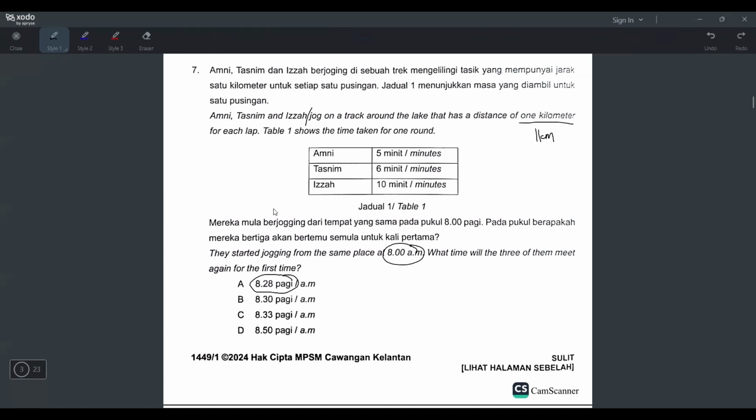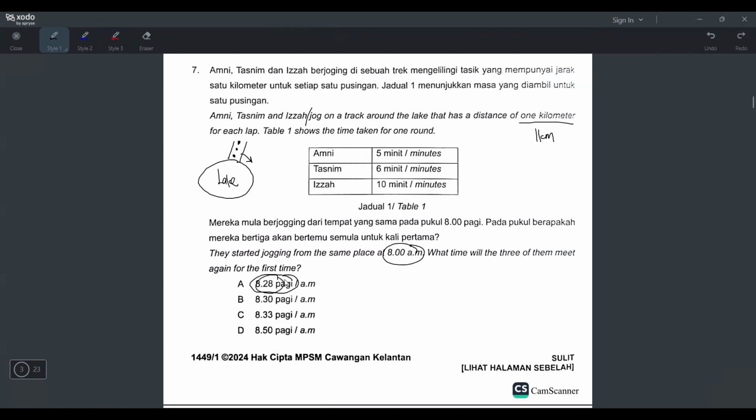First of all, you can do it like this. Imagine the lake. A lake is usually in a circular shape. They all start at the same location. Let's say this is the starting point. This is Amni, this is Tasnim, this is Iza, and then they go this direction. They start at the same time, but they will not run at the same speed. Amni is the fastest because she can complete one circle in 5 minutes. Tasnim is a bit slow and Iza is the slowest.